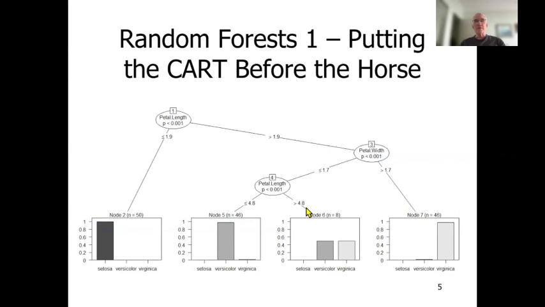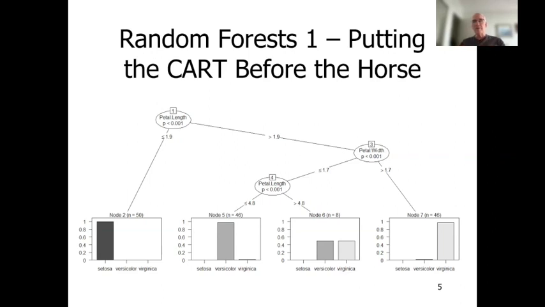So most of the versicolors have this combination of traits: a petal length greater than 1.9, a petal width less than 1.7, and a petal length less than 4.8. The final group with a petal length of greater than 4.8, it's a toss-up. You know, there's some versicolor, there's some virginica that are there. That's kind of the uncertainty.